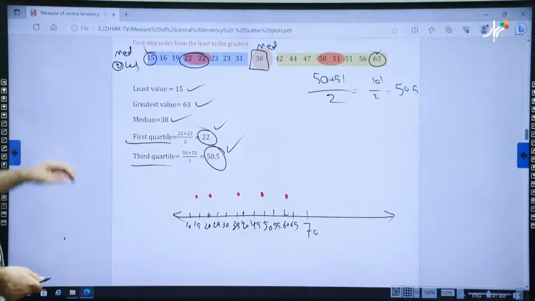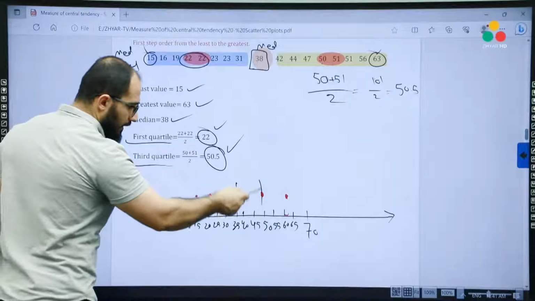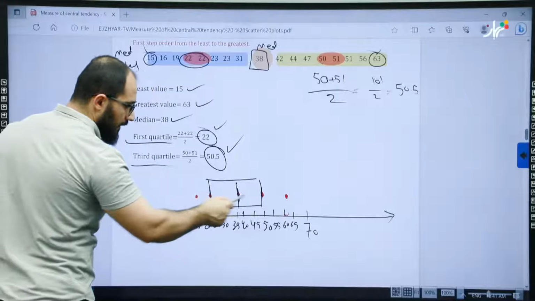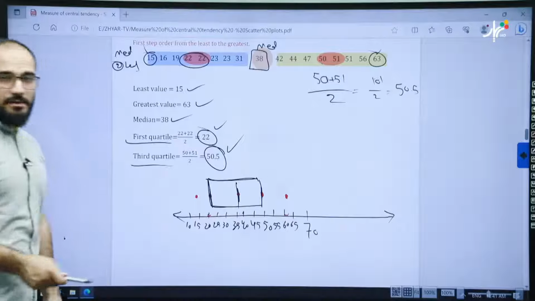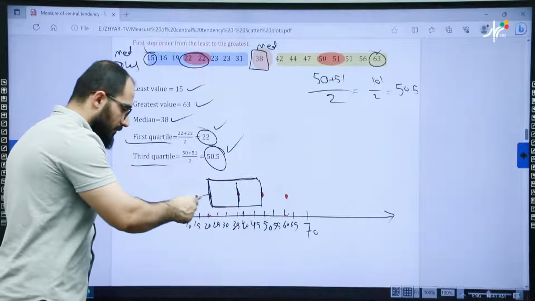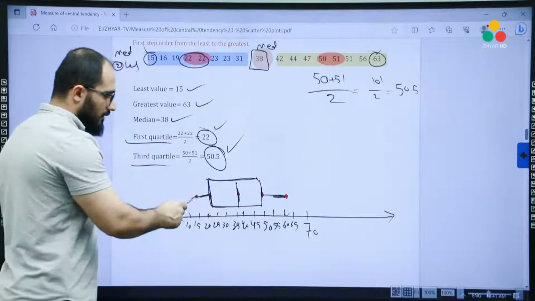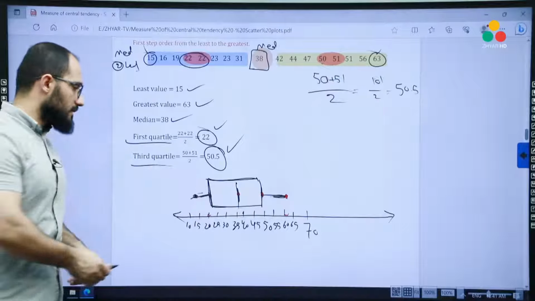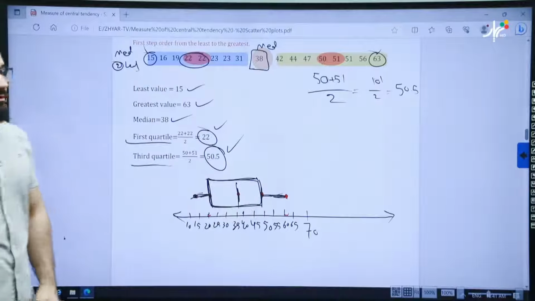Then we have to draw the box. How to draw the box? For drawing the box, connect the first quartile and the third quartile. Connect them with the box. Okay, this is the box. What about the whisker? Two small lines here, for the least value and the greatest value. This is going to be the whisker. That's why we call it a box and whisker. This is the box, and this is the whisker.